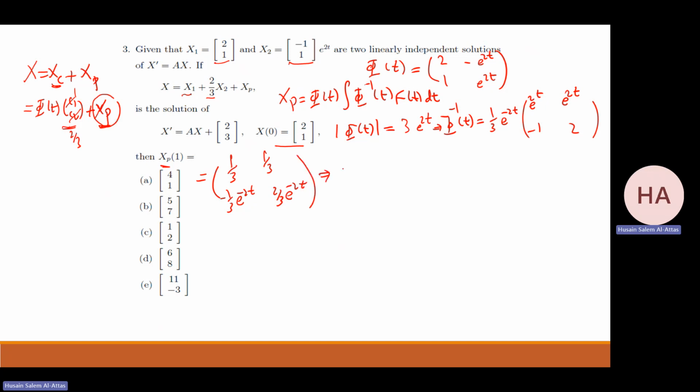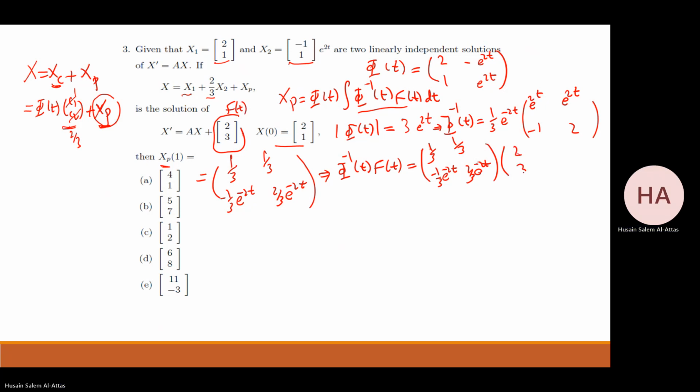Now what I need is Φ inverse of t times f of t. I need this step. That would be what? 1 over 3, minus 1 over 3, 2 over 3 times what? What is f of t? Yeah, this is my f of t. So this is the system times 2, 3. That gives me what? First row, 2 over 3 plus 1. That will be 5 over 3. Here I have what? Minus 2 over 3 plus 2. That will be 4 over 3 e^(-2t). Now I need to find the integral of that.